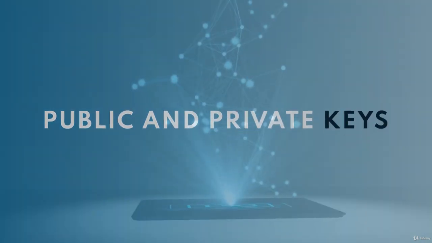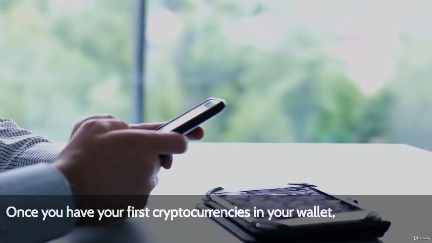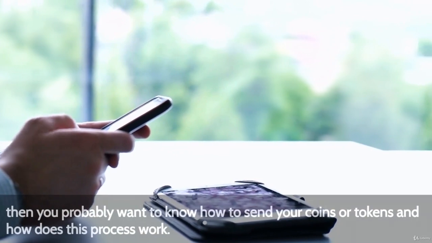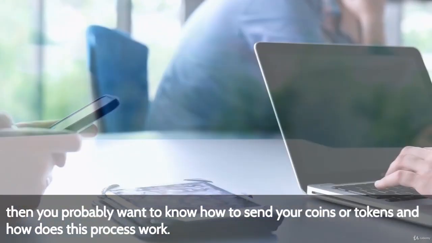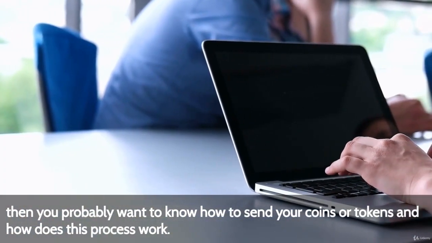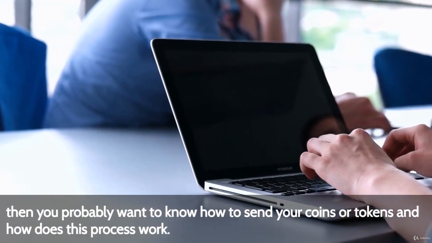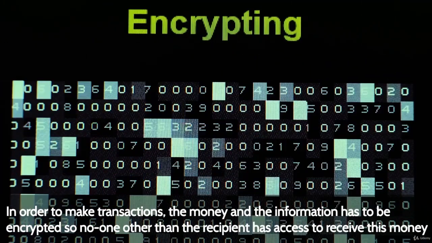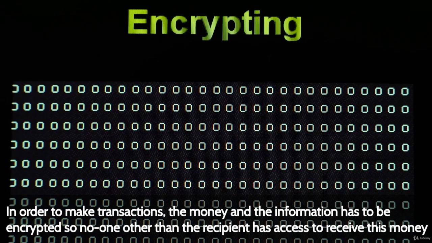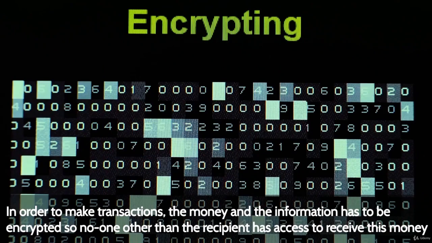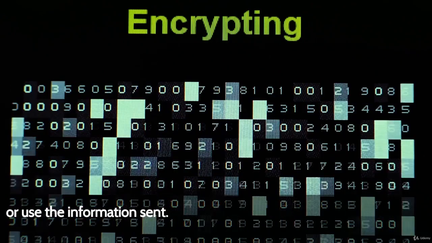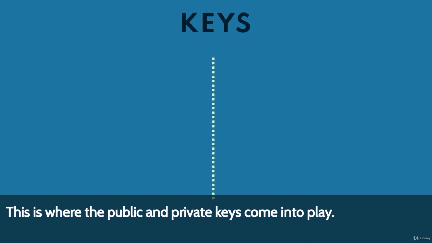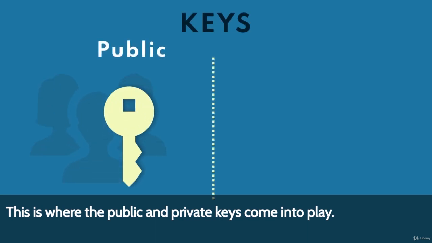Public and private keys. Once you have your first cryptocurrencies in your wallet, then you probably want to know how to send your coins or tokens, and how does this process work? In order to make transactions, the money and the information has to be encrypted so no one other than the recipient has access to receive this money or use the information sent. This is where the public and private keys come into play.